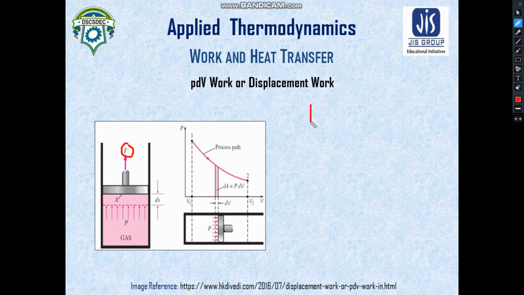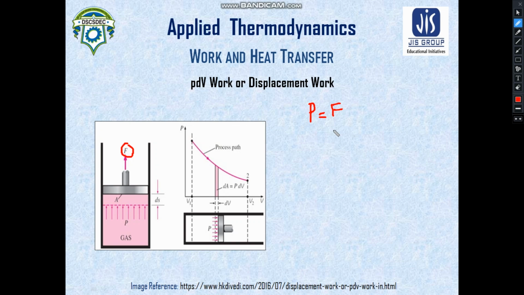So from the point of view of mechanical equilibrium, we can say this P is equal to F. This P is being exerted by the gas on the piston, whereas this F is being exerted by the piston on the gas. You can take it otherwise also. So P is equal to F, which refers to the mechanical equilibrium condition.